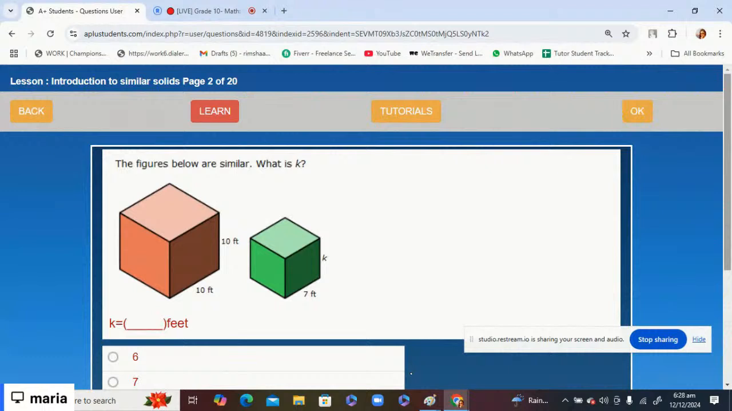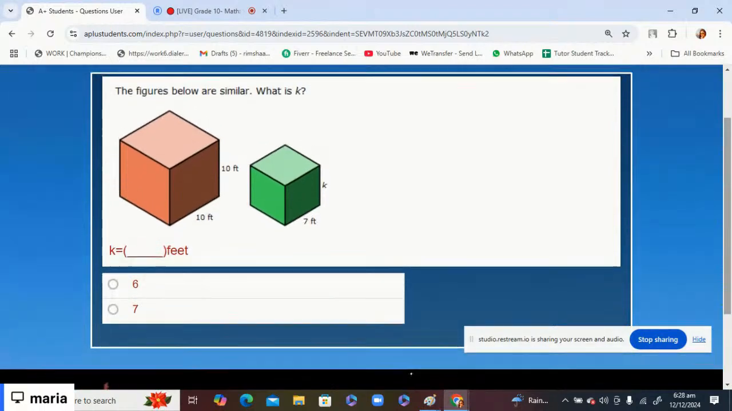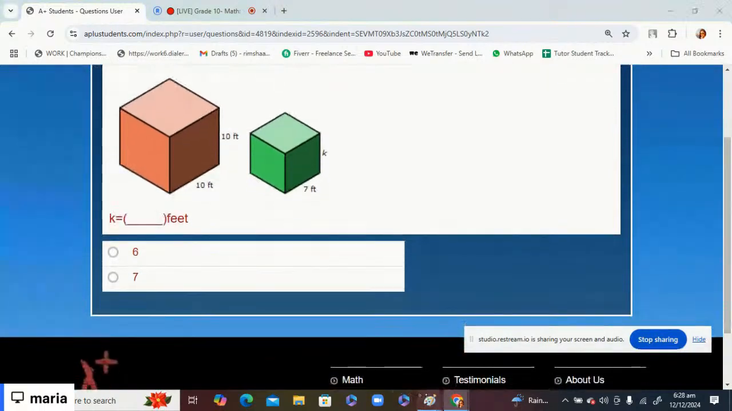The figures below are similar. What is k? So here it's 10 by k and 10 by 7. And you are dividing the bigger. Now you guys just tell me what is the answer of 10 by k and 10 by 7. Solve it and then tell me in the chat. What is the answer of this? So just dividing 10 over k and 10 over 7.